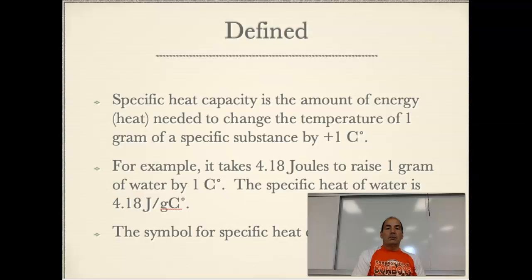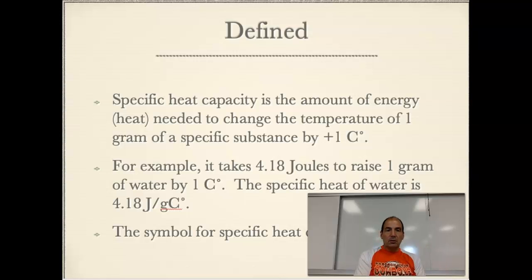All right, so the technical definition is the specific heat capacity is the amount of heat needed to change the temperature of 1 gram of a specific substance by 1 degree Celsius. So, for example, if we talk about water, it takes 4.18 joules to raise 1 gram of water by 1 degree. Now, a gram of water is a tiny amount, small drop. 1 degree is a small amount. It takes 4.18 joules.